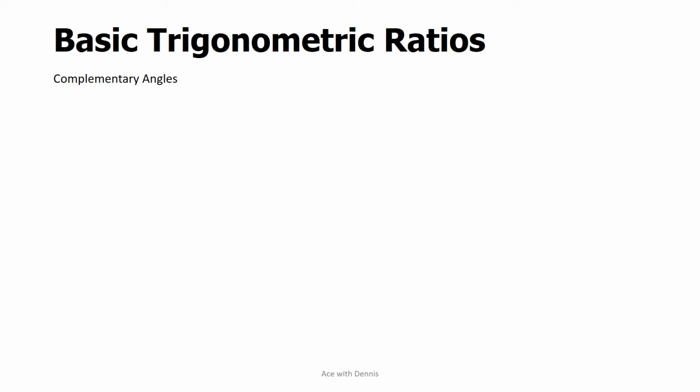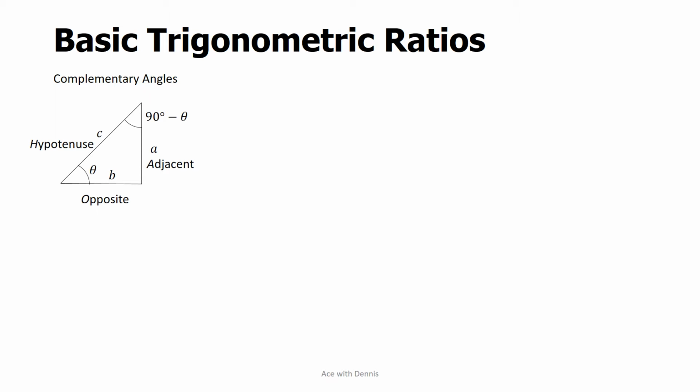Complementary angles. In a previous slide, we have discussed the trigonometric ratios for this angle theta. Now, how about its complementary angle, which is this angle, and equals 90 degrees minus theta? So, if we are referring to this angle, 90 degrees minus theta, the B now is the opposite side, the A is the adjacent side, and C still remains the hypotenuse.